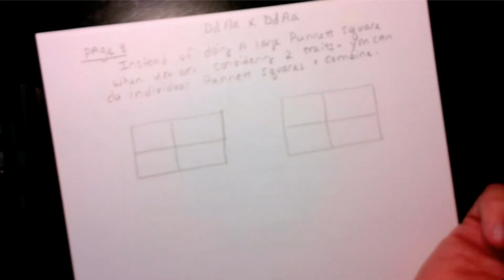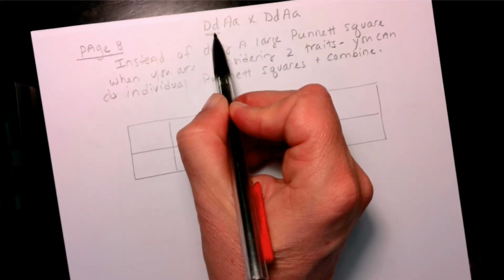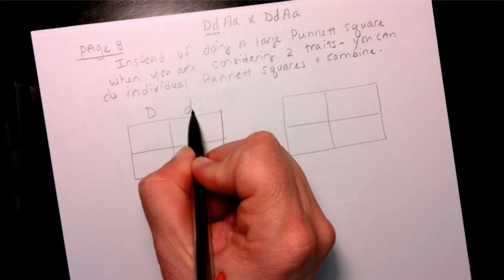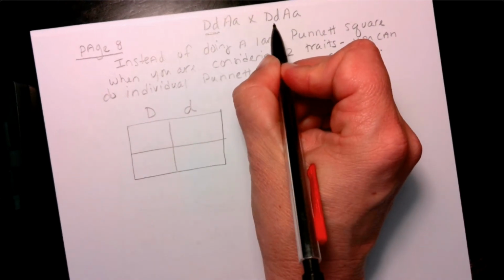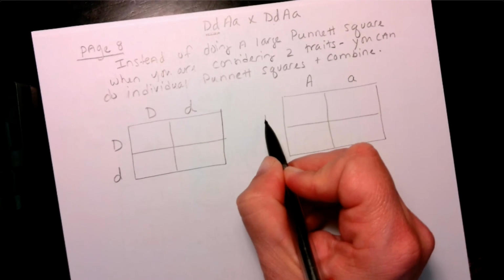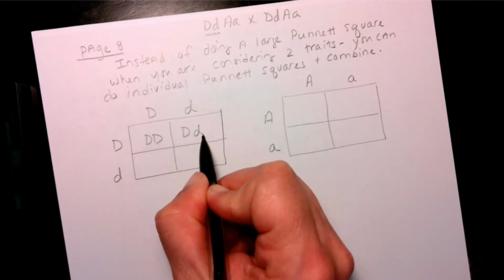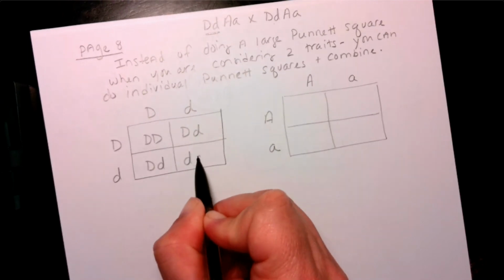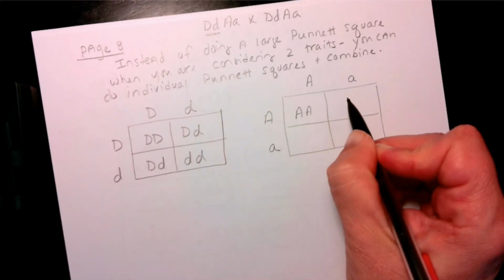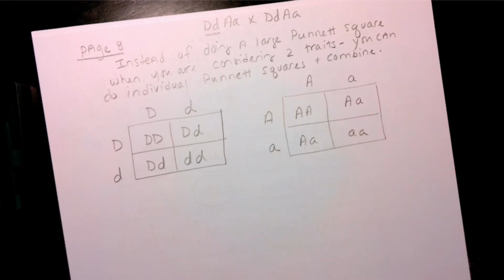So what are the possible D's that we're going to combine? Let's write the mom's across the top. Big D, and the dad's D's are big D, little d. And we're going to do the same thing with the A's. And we're going to fill out our Punnett square. Voila.